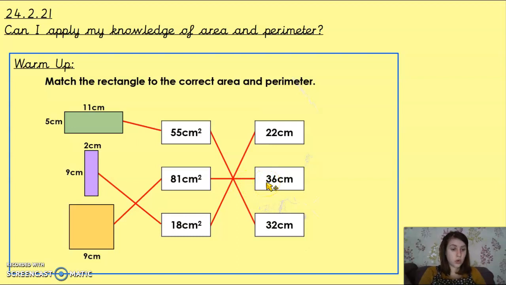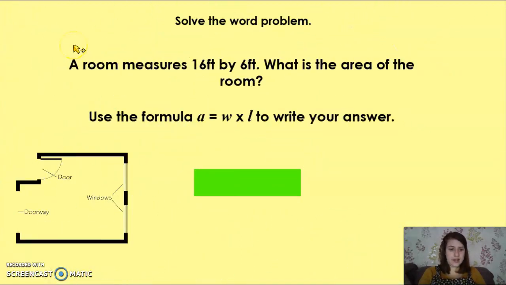So hopefully you got all of that right and that you're ready and raring to go. So let's have a look at our first question together, which is going to be a word problem. A room measures 16 feet by 6 feet. What is the area of the room? That's easy peasy. And then it says use the formula A, so area, equals width times length. The word formula just means a way, a sum to work it out. So to work out area, we times the width by the length. So it's just asking you to use that.